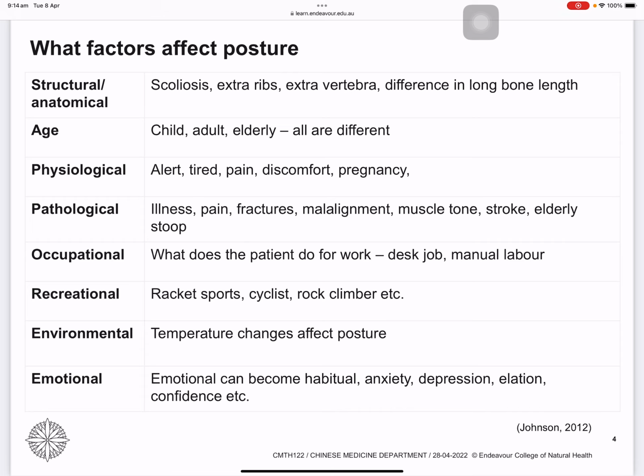In the last lesson we said if people have stagnation of qi or blood, usually their muscle is a bit tight. And if their muscle is quite soft and weak, usually it's deficiency. So the tightness, deficiency and weakness of the muscle will also create different posture of the patient. So posture is quite important because it helps us to do some diagnosis.